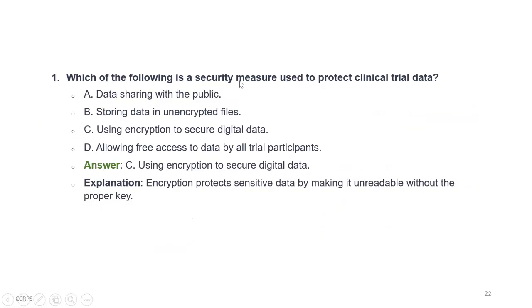Which of the following is a security measure used to protect clinical trial data? Would be C, the most appropriate answer, using encryption to secure digital data, as encryption protects sensitive data by making it unreadable without the proper key.